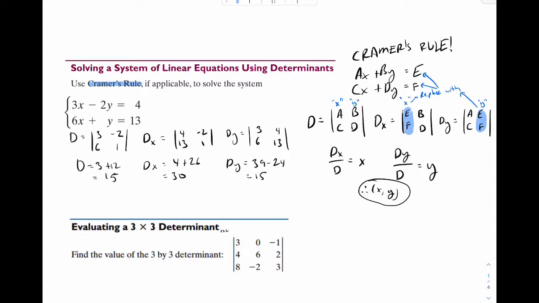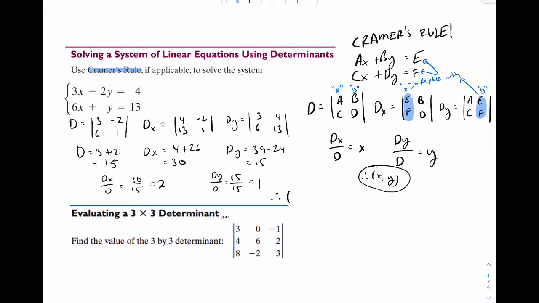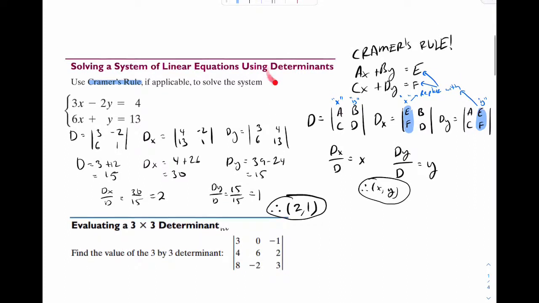Now apply the rule. Just do Dx over D. So Dx over D, that's 30 over 15, which is 2. And then Dy over D, that would be 15 over 15, which is 1. Therefore, the answer is 2, 1. And that's how you use Cramer's rule. So a pretty cool use of this new operation called determinant.